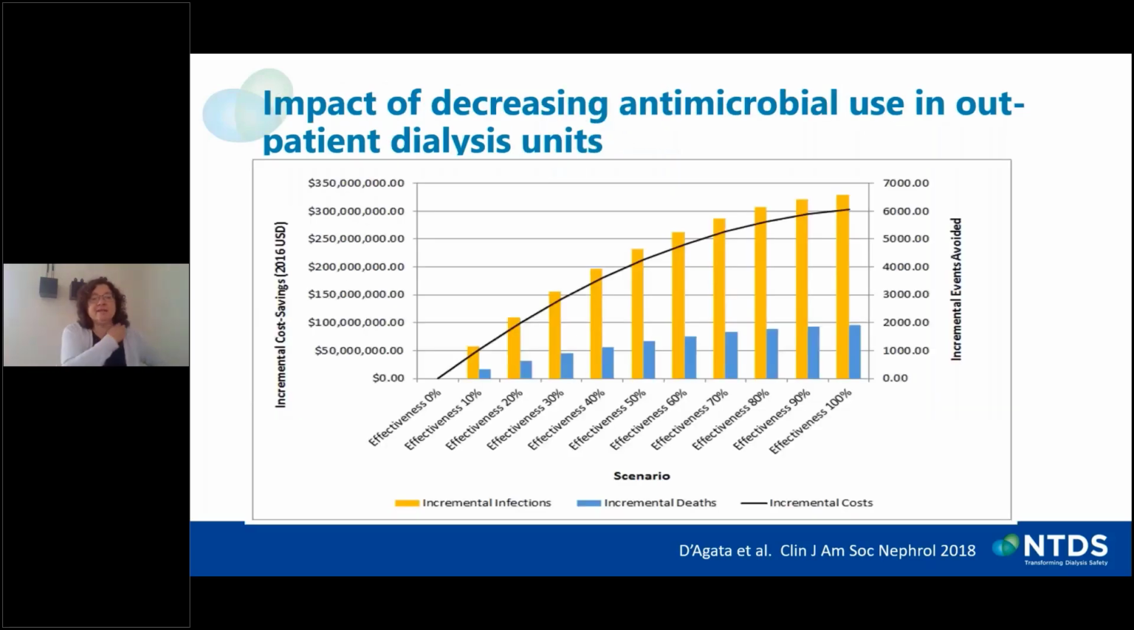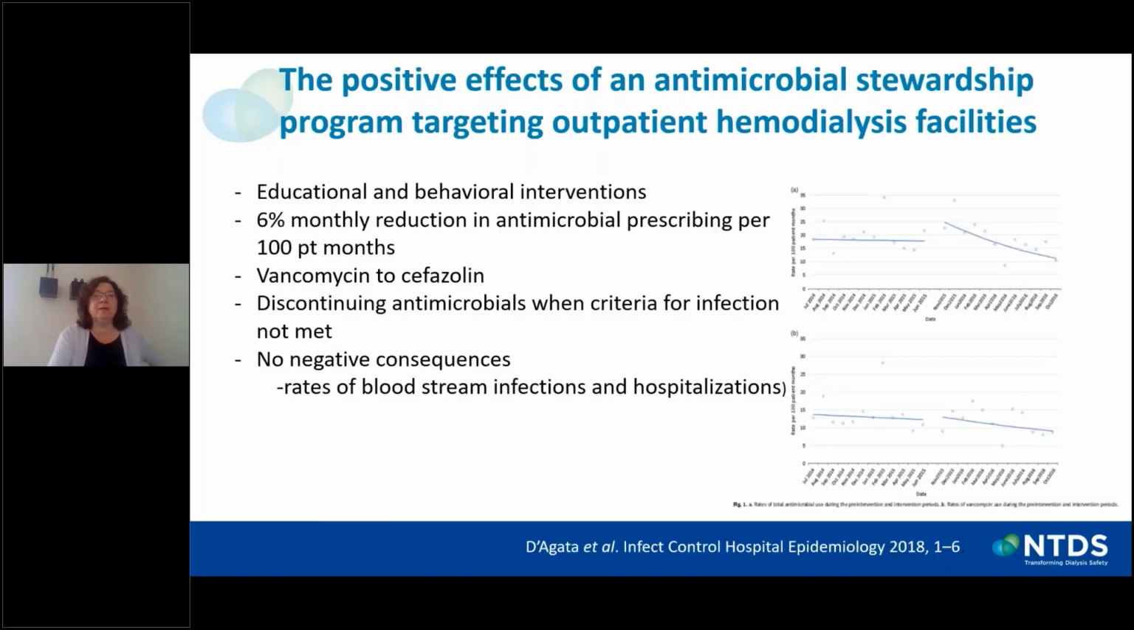And this figure summarizes the model where, as I mentioned, the effectiveness at 20%, the yellow bars reflect the decreased infection or preventing infections, the blue bars preventing mortality, and the black line incremental cost savings. You can see that as you increase the effectiveness of the antimicrobial stewardship program, you have a dramatic effect on preventing infections, mortality, and costs. So again, emphasizing the importance of having an antimicrobial stewardship program in your unit.